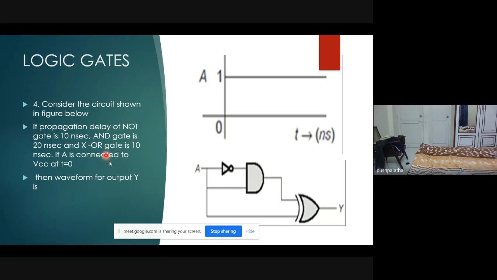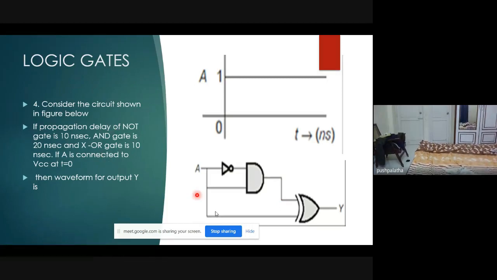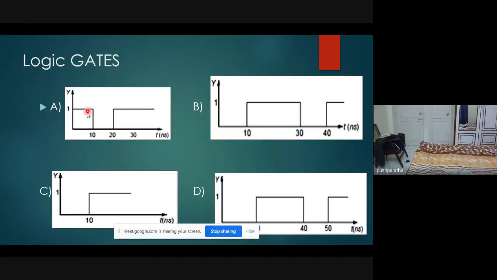So what will be the output Y? Now we'll see what the options are. See, in option A, they had given a maximum value of 10, and the waveform given is a square waveform, right? But it started at the origin. And next, in option B, it started after 10 nanosecond. Okay. In option C, it started after 10 nanosecond, right?